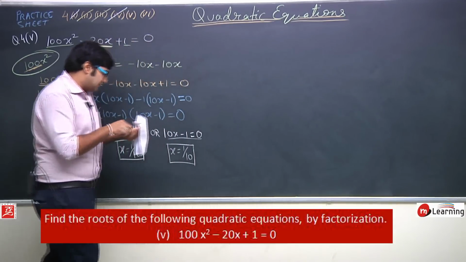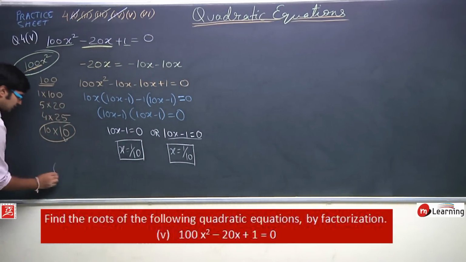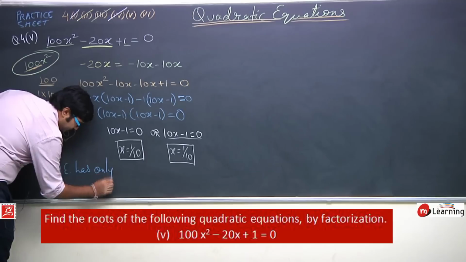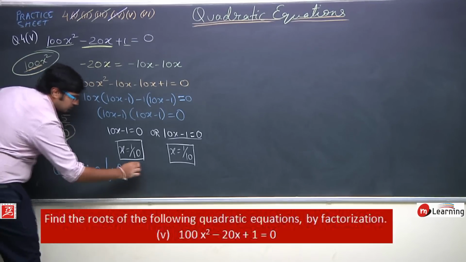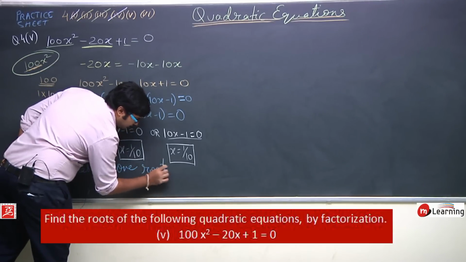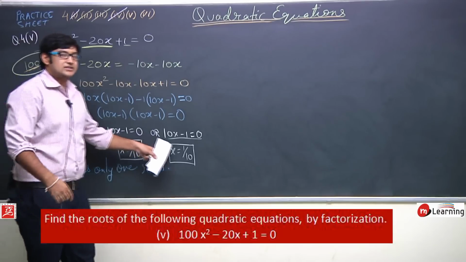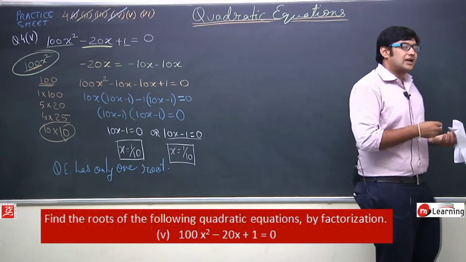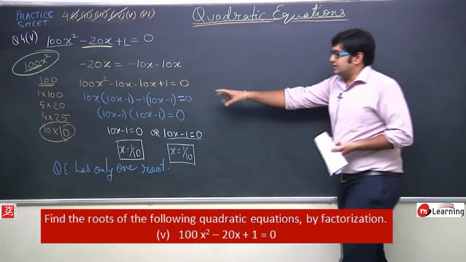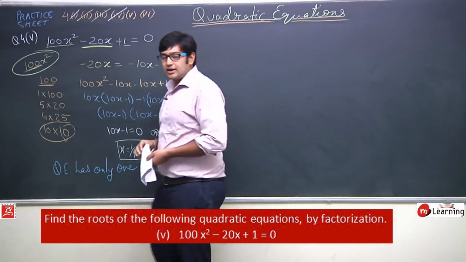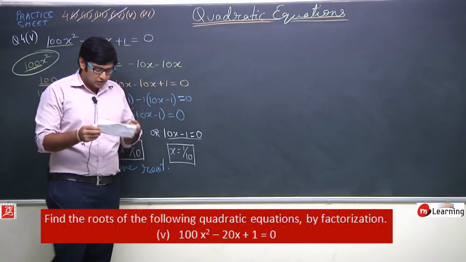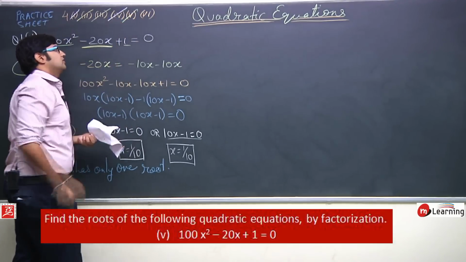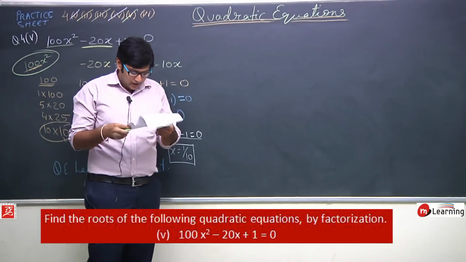Hence I will say that this quadratic equation has only one root, that is x is equals to 1 upon 10. This is the only root possible for this quadratic equation. So in this way we need to solve this question. Now let us move to the sixth part of question number 4. We have completed the fifth part. Now let us solve the sixth part.